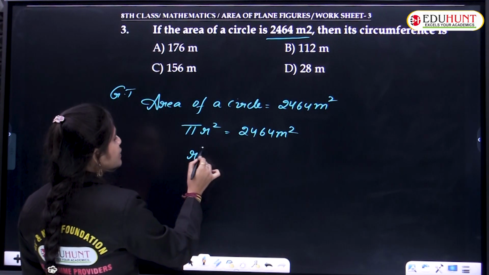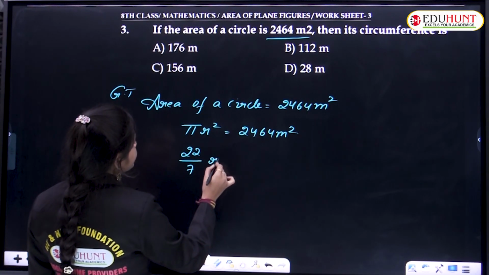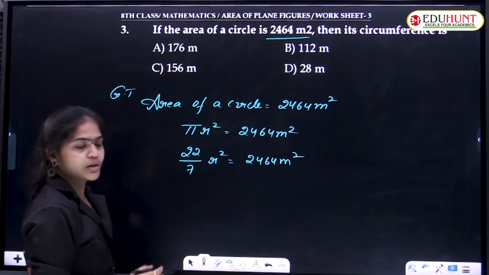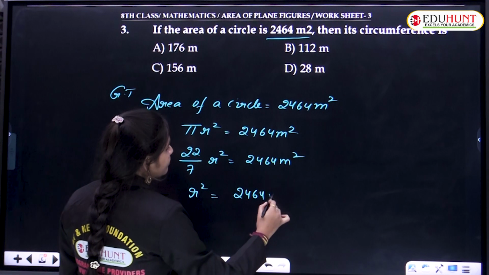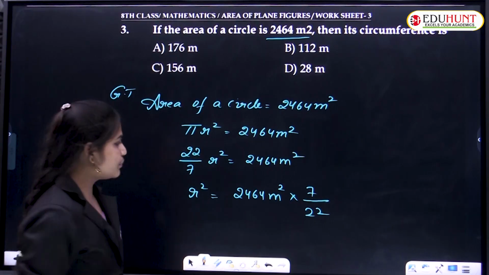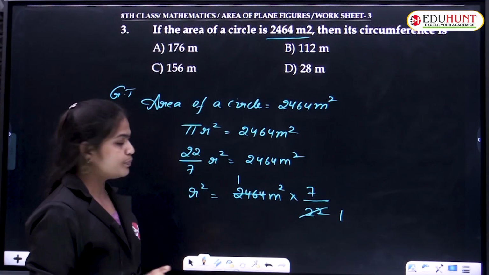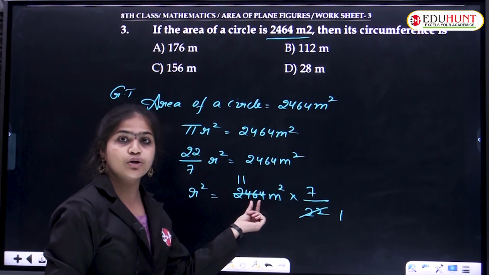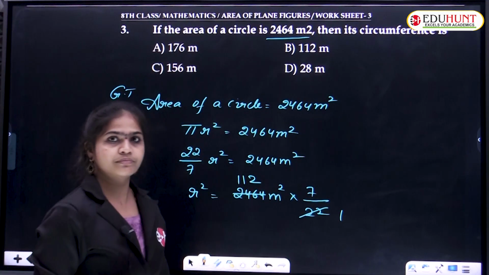Clear? Now first write 22 by 7 r square, which is equal to 2464 meters square. Now r square is equal to 2464 meters square into 7 by 22. Now cancellation: 22 ones 22, and here 26 is there. Again 22 ones 22. Now 26 minus 22, 4 is there. 4 and 4, that is 44. 22 2s 44. Clear?